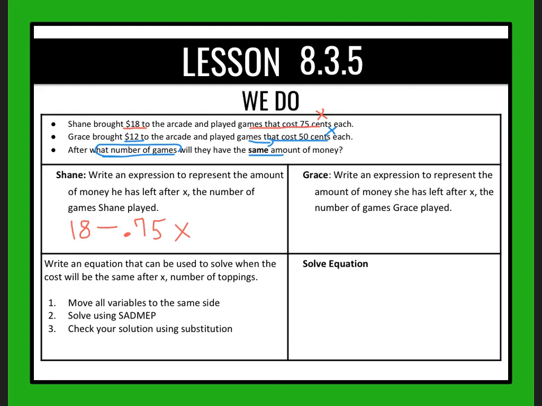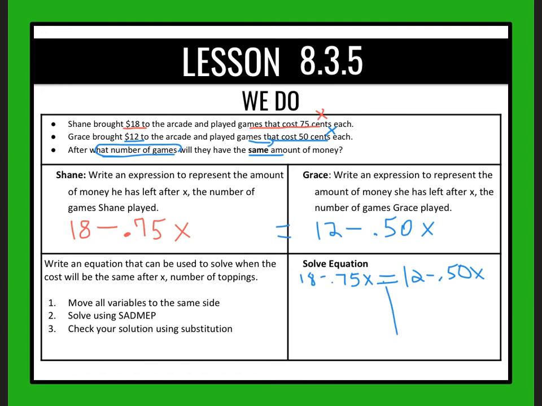Let's go look at Grace. Grace brought $12, but she's playing games as well. And 50 cents times x is what she's spending after every game. So we want to know, when we solve this equation, after how many games will they have the same amount of money? So I'm going to go ahead and rewrite this, set it up. 12 minus 50 cents times x, the number of games.